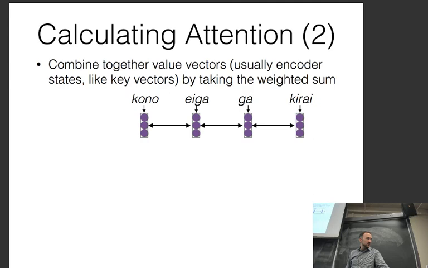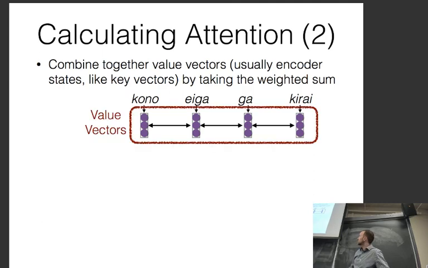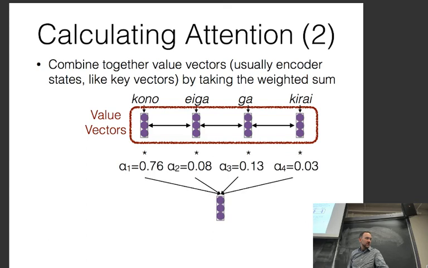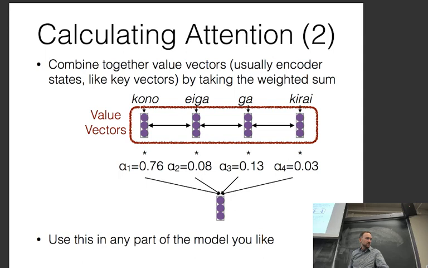And then given this, we take value vectors. In the case of something like translation, these are usually the same as the key vectors. And we take these attention weights and we take the weighted sum over these value vectors. And this kind of attention mechanism can be used in any part of the model you like. So people have been very creative in how they use this attention mechanism. Were there any questions about the basics of attention after the reading, or is this pretty clear? Okay. So that was review.